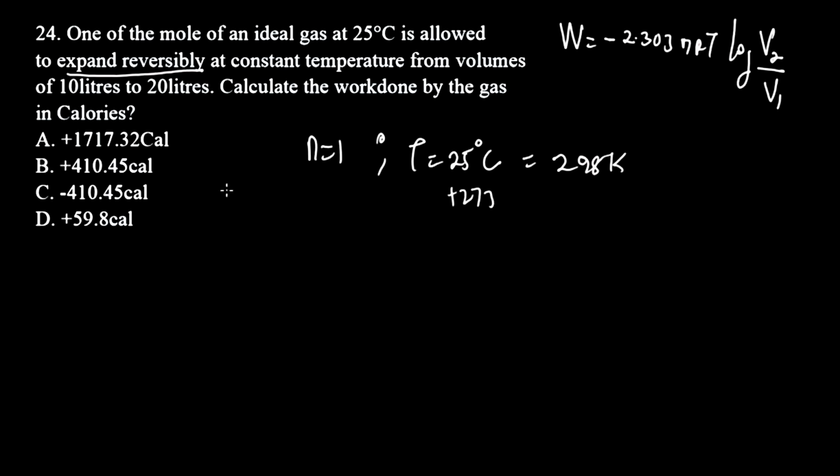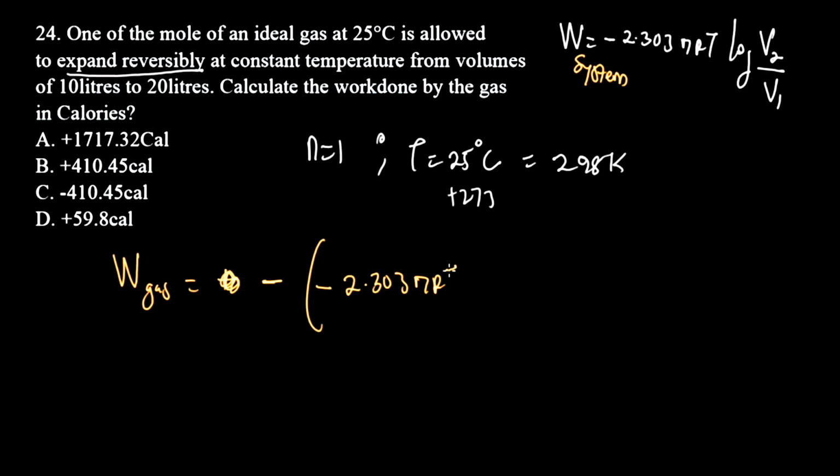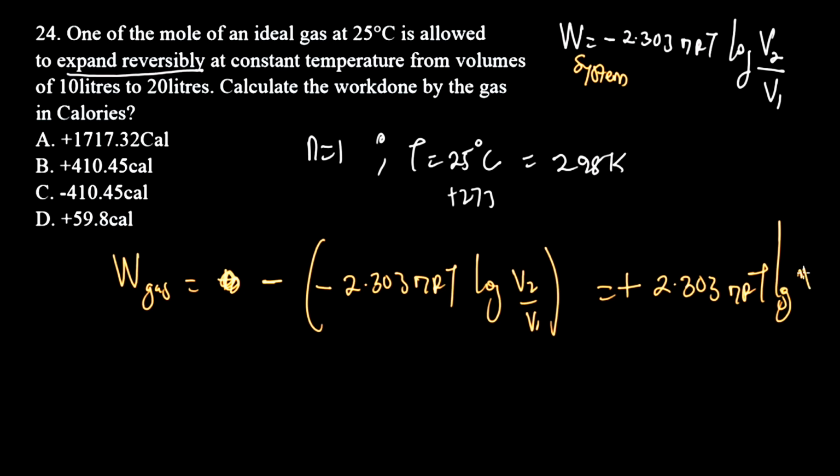The next thing is to calculate the work done by the gas. This formula gives us the work of a system, right? For us to get the work done by the gas, the whole equation must be negated. So we are going to have work by gas equals the negative of negative 2.303 nRT log V2 over V1, which gives us positive 2.303 nRT log V2 over V1.